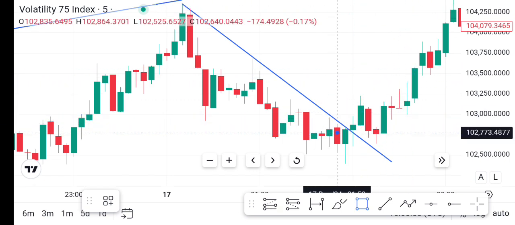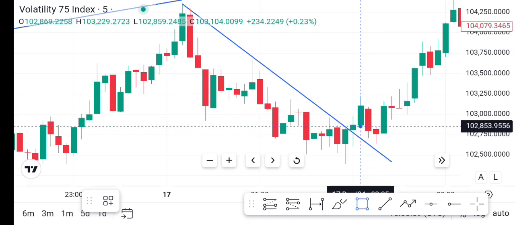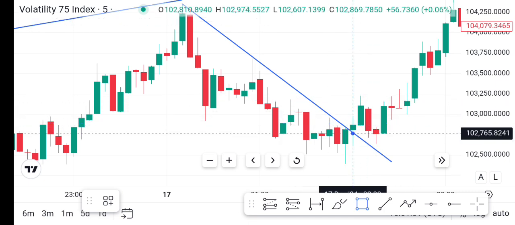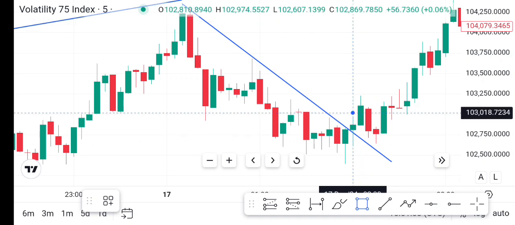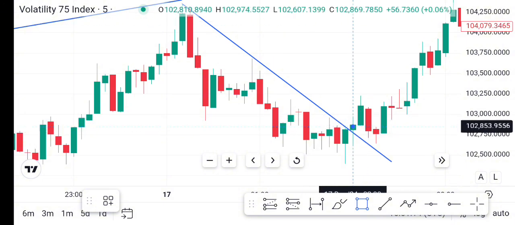If you are not a patient person, you can wait here, after the market breaks up and the minute 5 candle closes above this counter trend. And do you see this indecision candle? Let us call it indecision because the upper wick is like 70% of the lower wick. You don't need to execute at this area.